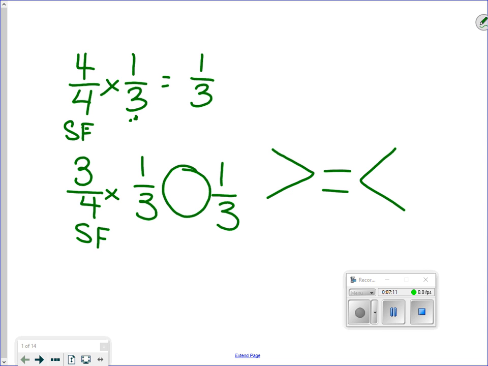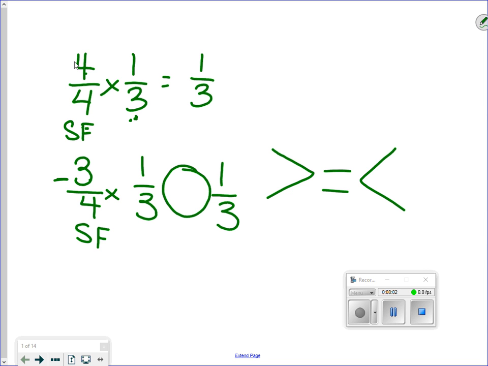Up here, I multiplied by 4/4, and it was equal. Now I'm multiplying by 3/4. Will this product be bigger than, less than, or equal to? How many of you think it's going to be equal? Why would it not be equal? Because there's a 3 and 4. 3/4, and so you can't say 3 times 1 is 1. You have to say it's 3. So already you can tell that this is a 3, that's a 4. I'm not going to get the same answer.